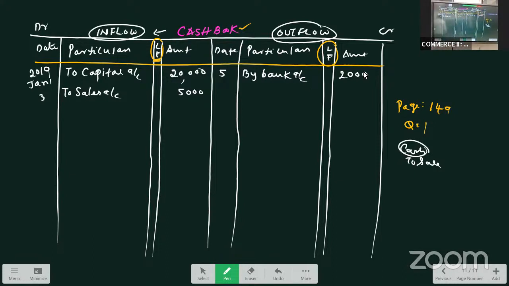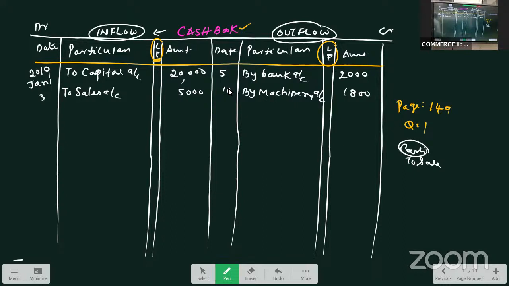Next transaction. 10th, purchased machinery for 1,800. On 10, the firm purchased a machinery. So machinery will come, but cash is going out. We are preparing a cash book. We should see only how cash is affected. So cash is going away. So again, write on the credit side. By machinery. How much? 1,800. When? On 10.